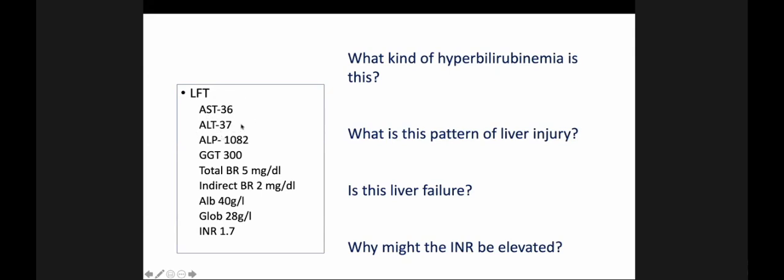The normal range is generally less than 40, right? ALP is usually around 100, or maybe 100, 150, depending on the lab, right? So this is very, very high, right? So the fact that the ALP is very high and the ALT is normal indicates that this is a cholestatic pattern of injury. And we know ALP can come from bone as well, so if you see a gamma GT which is also elevated, then you are more convinced that the ALP is coming from the liver. And of course, in this patient, the bilirubin is also high, which supports that this is coming from the liver. So this is a cholestatic pattern of injury. Now, is this liver failure?